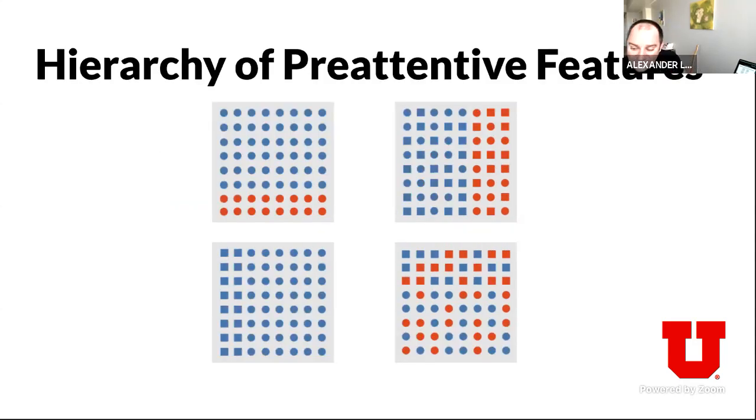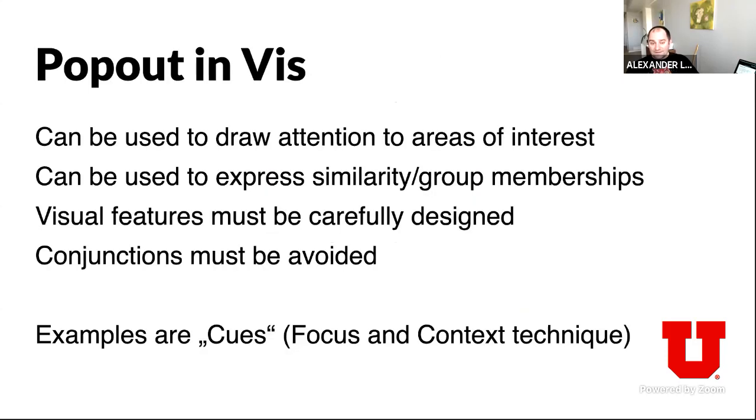As I already hinted at the beginning, there is a hierarchy of pre-attentive features. Color hue, as you can see here on the top, is much stronger than shape. And if we mix them, as you can see here on the right, with shapes and colors, the color really stands out. On the bottom right, where the pre-attentive features are shapes, you can perceive it, but it's not quite as strong as in the cases on the left. So why do we care about this in visualization?